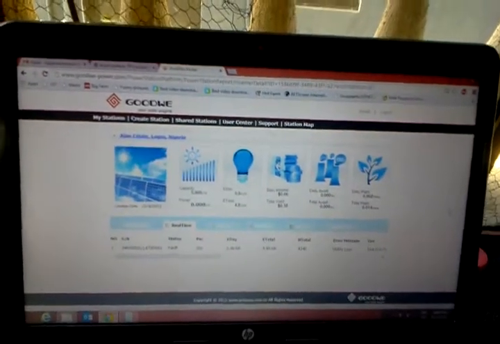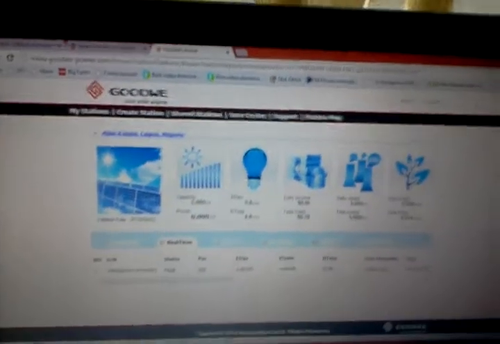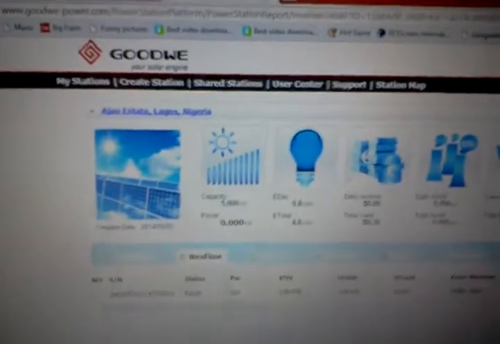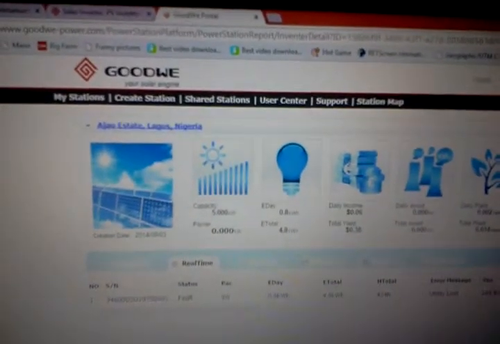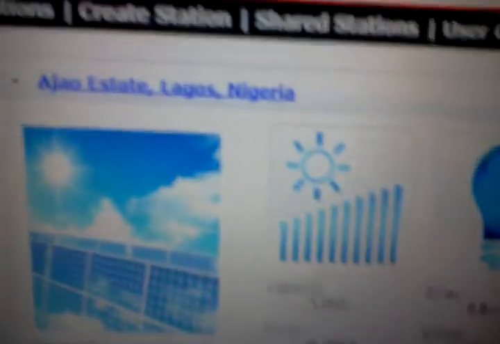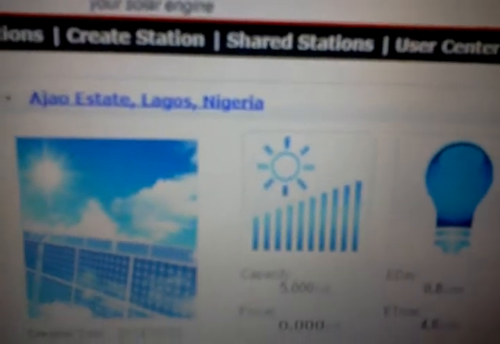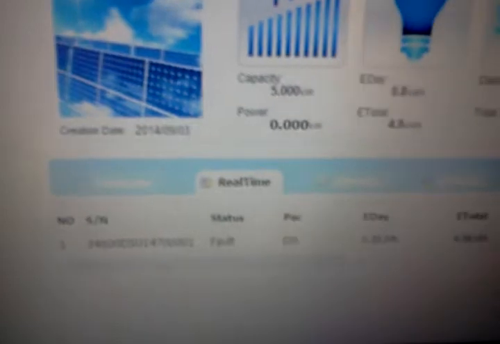I'm going to show you how to monitor my solar power generation online. I'm connected to the portal of my manufacturer right now, and I've configured my solar power station so that I can monitor it anywhere I am in the world. I can see how my solar inverter is generating power, what the solar panels are generating, what is coming from the national grid, and what is the state of my battery. I'll be showing you some menus.